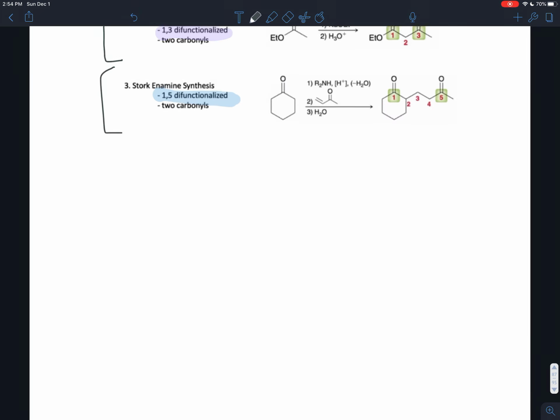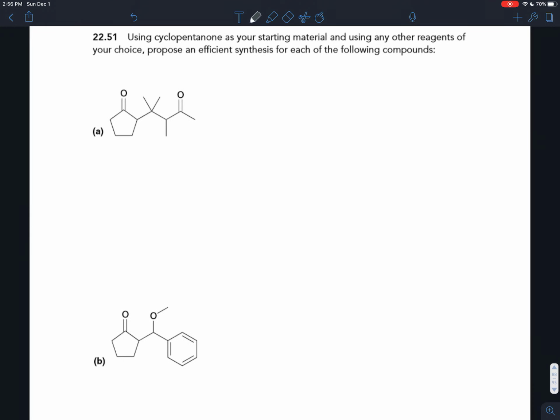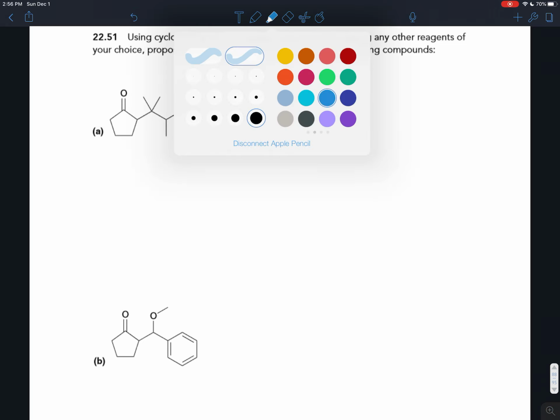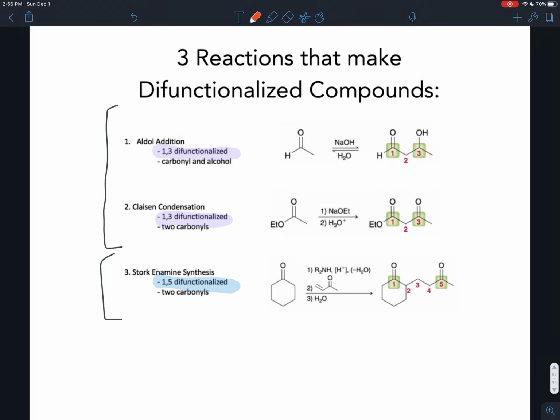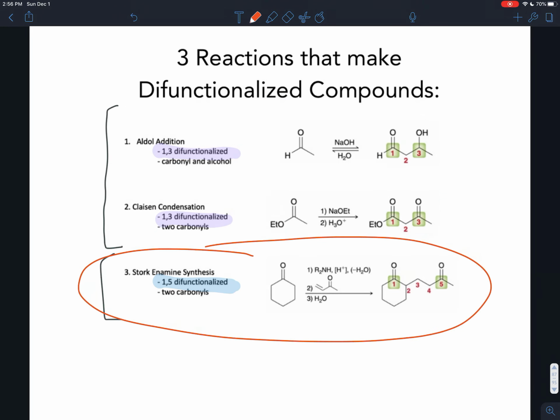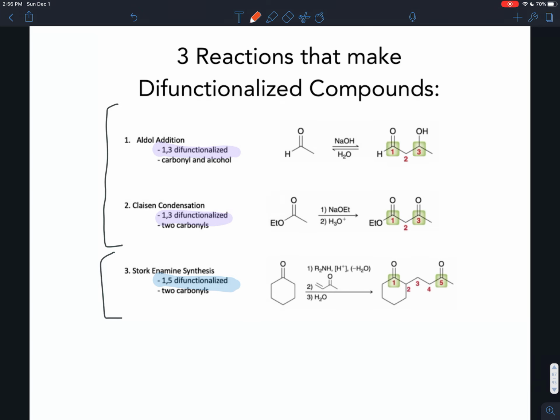All right, so let's apply that to the exercises in exercise 22.51. Okay, so you look at this crazy molecule, and what's the first thing you should notice? The first thing you should notice is that you have a di-functionalized compound. And how far are these functional groups from each other? Well, let's start counting. 1, 2, 3, 4, 5. They're on carbon 1 and 5. So you'll remember that a 1,5 di-functionalized compound, you can make using the Stork Enamine synthesis.